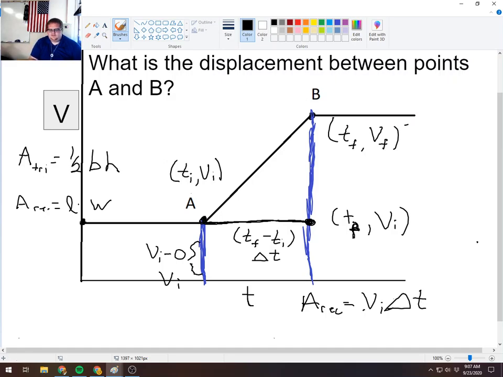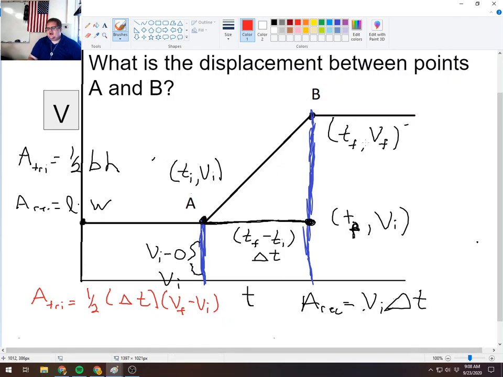Great. I'm going to come over here, maybe I'll do a different color so it stands out a little better. I'm going to do the area of the triangle is 1/2. The base is still delta T times the height. Now what is the height here? The height is VF minus VI. I could call that delta V. I'm not going to for a specific reason, but I'm just going to leave it as VF minus VI.